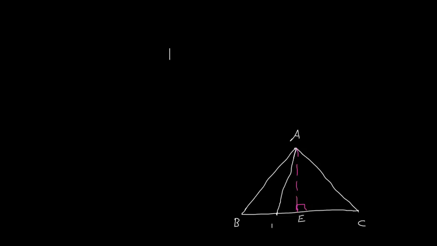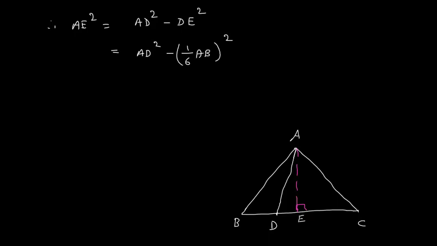Now here, I will say that AD square is equal to AE square plus ED square. Therefore, AE square is equal to AD square minus DE square or ED square. Now this DE is equal to 1 upon 6 AB. So this is 1 upon 6 AB the whole square. This is the value of AE square. This I will consider equation 5.